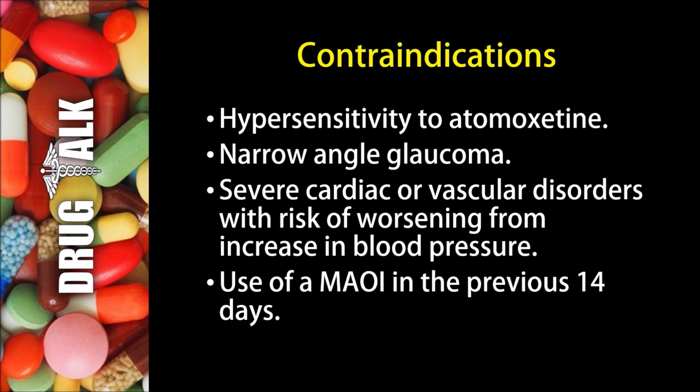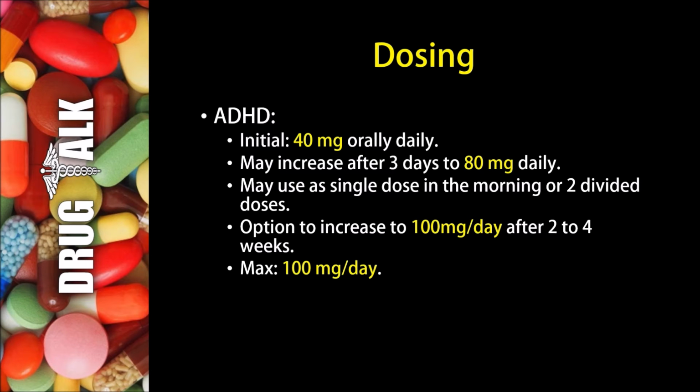Now for contraindications, or reasons we would not be able to prescribe this medication, the first one would be if a patient had a hypersensitivity or allergy to atomoxetine, or really any other component of the formulation. If a patient had narrow angle glaucoma, they would not be able to use this medication. As well, it would be contraindicated in patients who have severe cardiac or vascular disorders that would have a risk of worsening from an increase in blood pressure. Finally, this medication would not be able to be used by patients who have used a monoamine oxidase inhibitor in the previous 14 days.